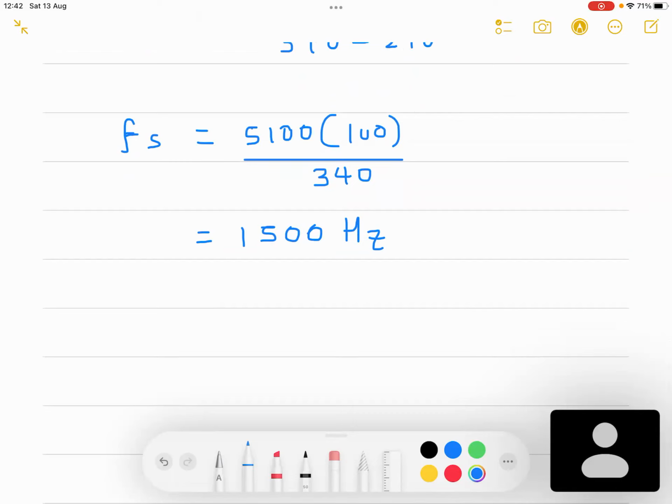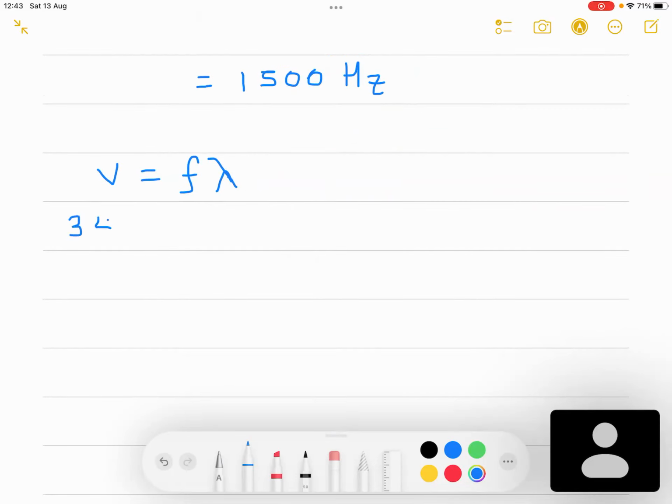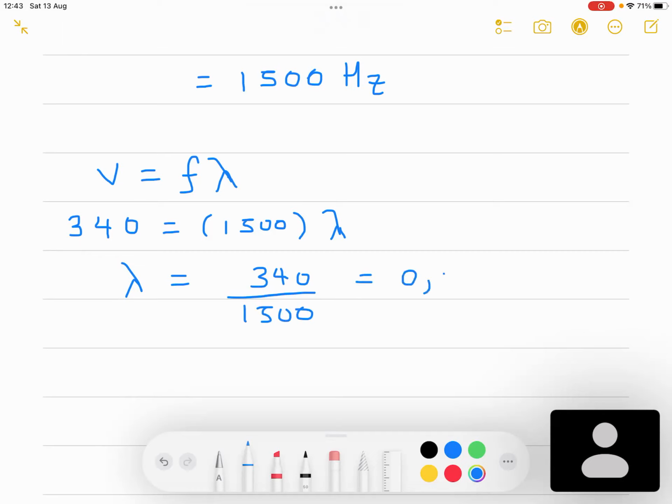Okay, so if you know what the frequency of the source is, can you calculate what the wavelength is? The equation that we know is V is equal to F times lambda. The speed is equal to frequency times the wavelength. The speed is 340 meters per second. The frequency is 1,500, and we are trying to calculate the wavelength lambda. So lambda is equal to 340 divided by 1,500, which is equal to 0.23 meters. That is the wavelength of the source. So that's how you do that one.